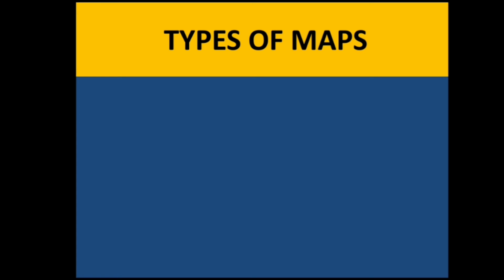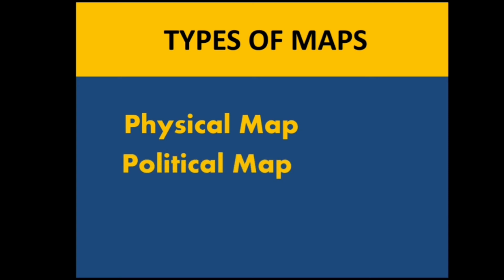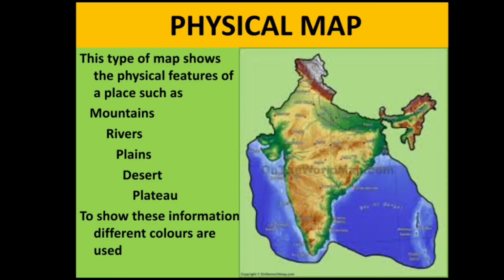Now the types of maps. There are different types of maps like physical map, political map and thematic map. So what is a physical map? A physical map is the map in which we show various kinds of landforms of a place like mountains, rivers, plains, deserts, and plateaus, and this information we show by using different colors.